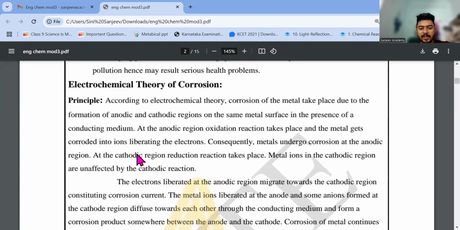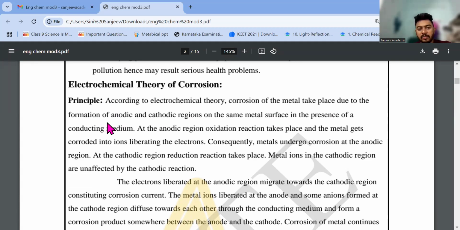The electrochemical theory of corrosion. In the sense, the simple thing we discuss in electrochemistry. At the cathode, what happens? Reduction takes place. At the anode, what happens? Oxidation takes place. Correct? Same thing, they are written here in the principle.